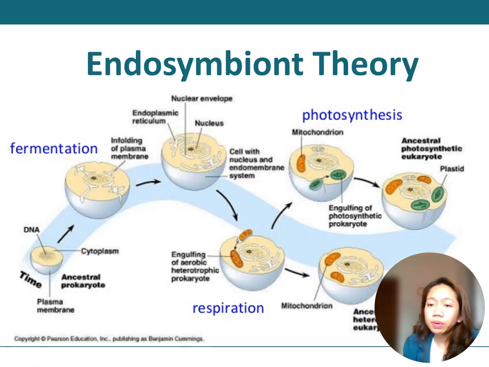Now, let's make it a bit more scientific. The endosymbiont theory, looking at this slide, take it all in, it's just a timeline from left to right. You have multiple cells here, and each cell represents a step in the endosymbiont theory.